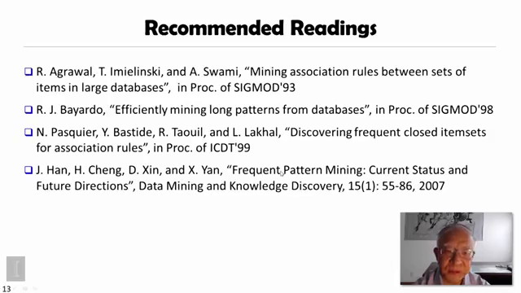For this lecture, we mainly give you four recommended readings. The first one is the paper that first introduced frequent patterns and association rules. The second one first introduced max patterns. The third one first introduced closed patterns. And the fourth one is an overview that gives you the whole picture of this field, how frequent pattern mining came about and how it evolved up to this stage.